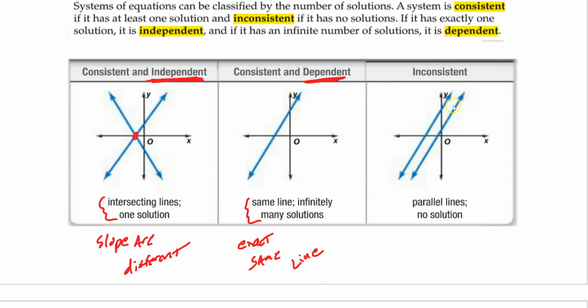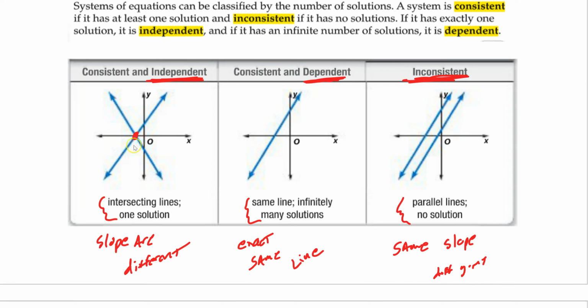And then we have the ones where they don't cross. We call that inconsistent because we have no solution. Inconsistent. So that's when they don't cross at all. They're parallel lines. They have no solution. The easy way to tell this is when you have the same slope. Now same slope, but they can't be exactly the same, so they're going to have different y-intercepts. Just the same slope.